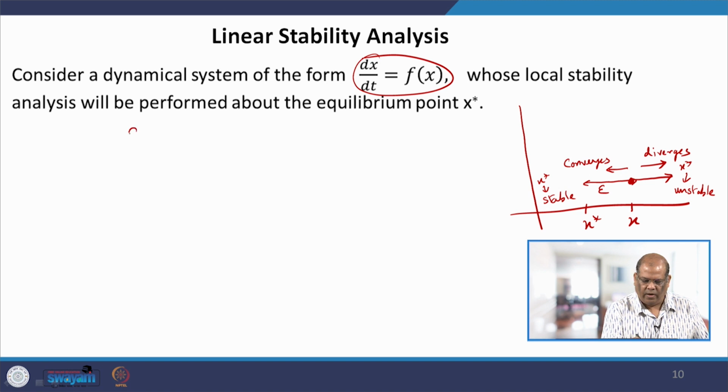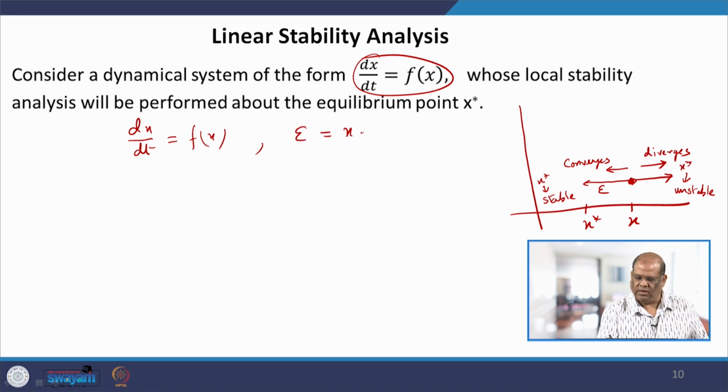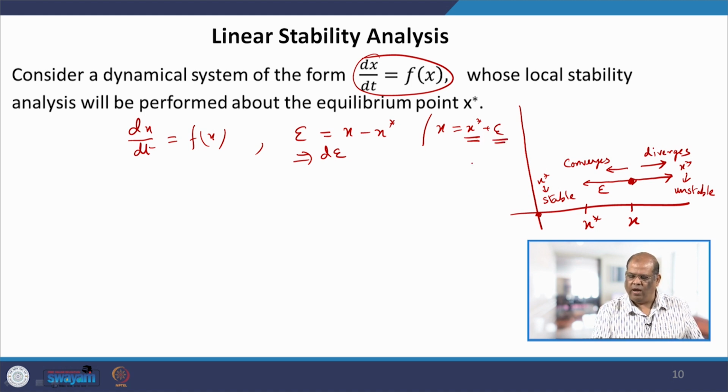So, you have dx/dt equal to f(x), and you take this epsilon, which is x minus x star. So, it is calculated from here, and this will imply d epsilon. You can also substitute basically x equal to x star plus epsilon. You are giving a small push about the equilibrium point, and from there you can calculate that epsilon is x minus x star. If I differentiate both sides, d epsilon/dt equal to dx/dt, and since x star is a constant, its derivative will be equal to 0.